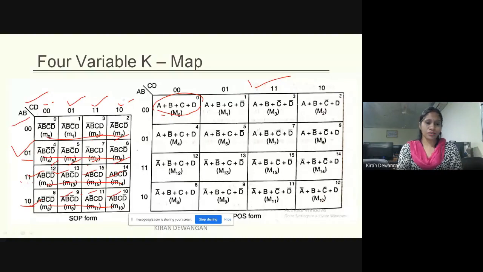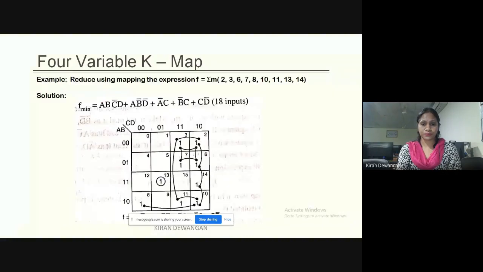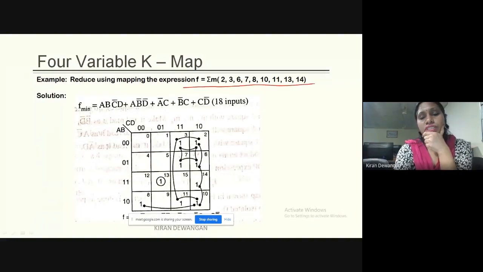You will not get a question of 3 variable or 2 variable in the exam. You'll be getting a question of 4 variable because this is important and you'll have to reduce the expressions accordingly. Now we have a question. Let us see this question.